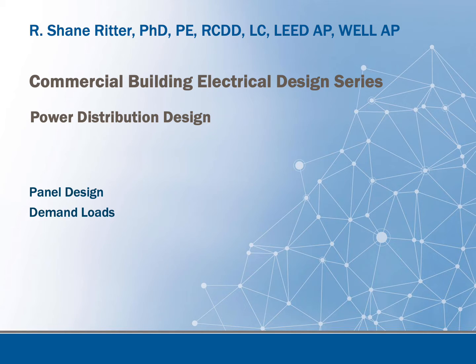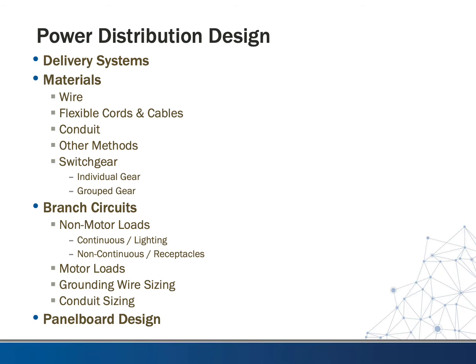This video is part of the Commercial Building Electrical Design series, continuing our look at power distribution design. In this video we want to start looking at panel design, and in particular we want to talk about demand loads. So again, looking at the snapshot of where we are, we've done delivery systems, we've looked at common materials used, we've looked at branch circuit design, and now we're going back and looking at panel board design.